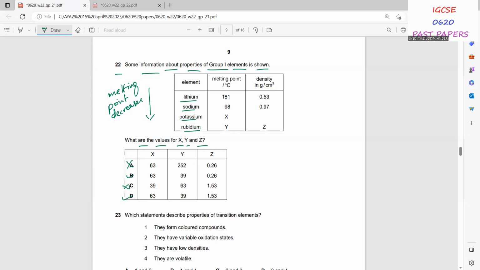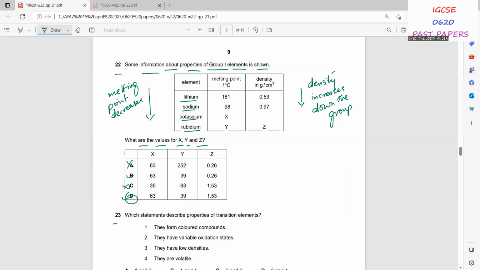What about the value of Z? Density down the group increases. So the density will be higher. So only D will be the right answer in this case.